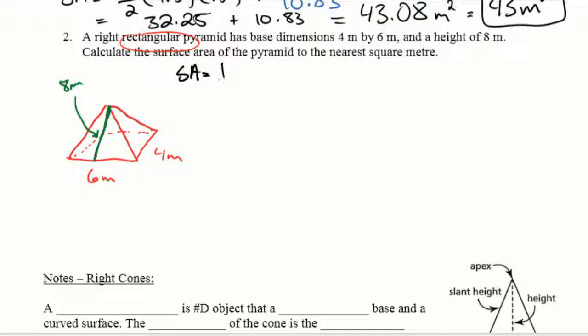So surface area is 1/2 times the slant height, or S, times the perimeter of the base, and then to that, I'm going to add the area of the base.